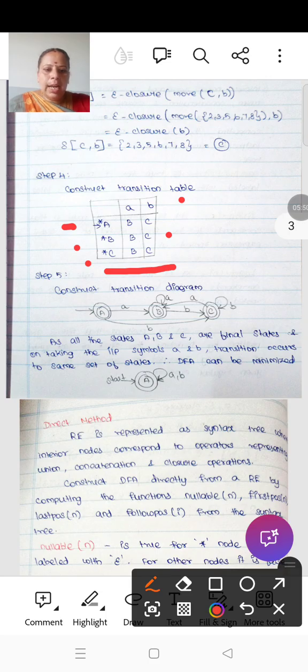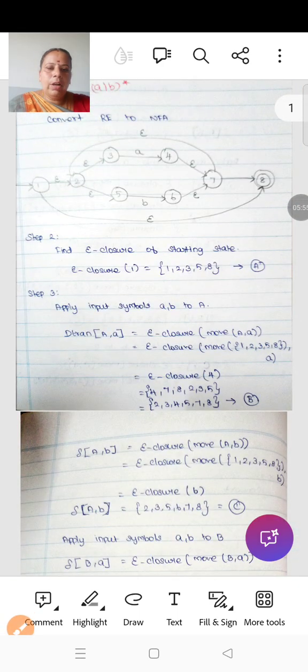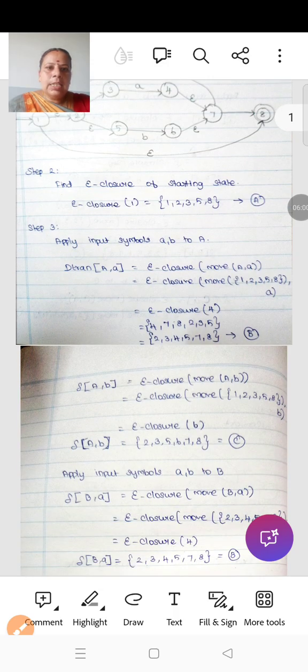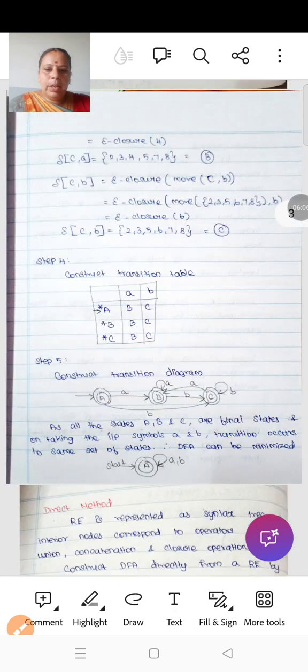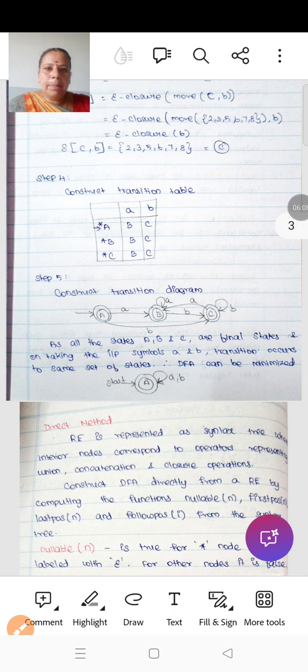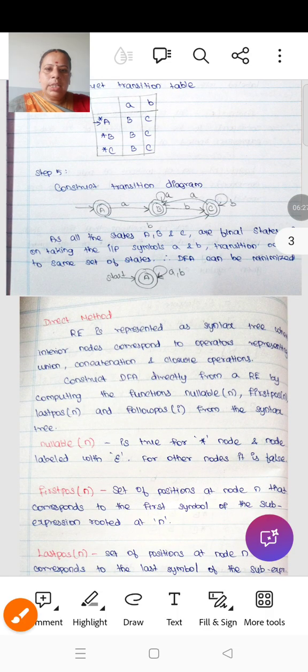In the transition diagram of the NFA, the final state is 8. This number 8 appears in state A, state B, and state C also. Because of that, we need to mark capital A, capital B, and capital C, all three states, as final states. This is why we mark a star in all three new states. Step 5 is to construct the transition diagram for this transition table. This one shows the transition diagram for this transition table.